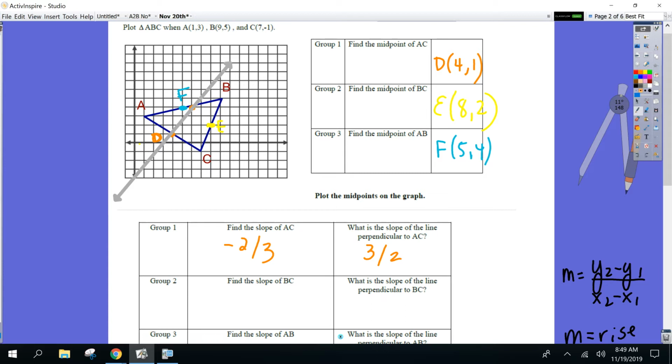We are going to do that 2 more times. Group 2, what was your slope of BC? 3. So what would be the slope of a line we're about to graph that's perpendicular to it? Negative 1/3. Everyone record that.